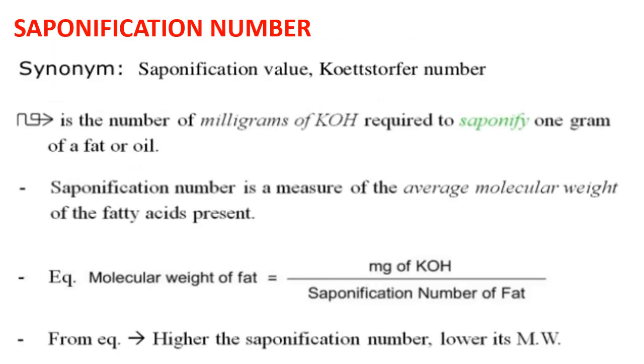Saponification number. Saponification value is the number of milligrams of potassium hydroxide required to saponify 1 gram of fat or oil. Saponification number is a measure of the average molecular weight of the fatty acids present. Molecular weight of fat is milligrams of potassium hydroxide upon saponification number of the fat. From the above equation, the higher the saponification number, the lower its molecular weight.